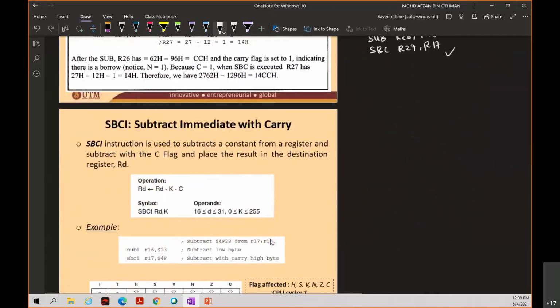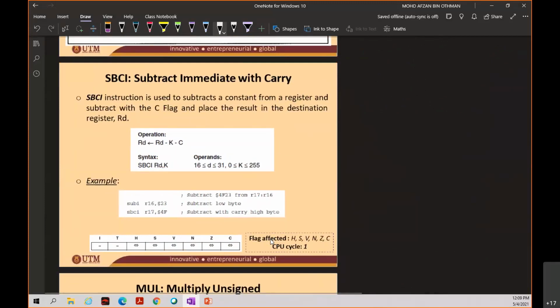Next, SBCI. SBCI stands for subtract immediate with carry. The SBCI instruction is used to subtract a constant from a register, also subtracting the C flag, and place the result in the destination register. So this is the operation here: Rd equals Rd minus K minus C. The syntax is SBCI Rd, K.